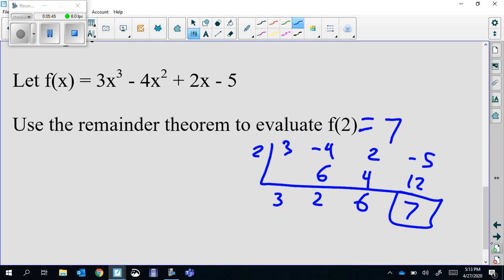So that's it. Remainder theorem's pretty simple. Do synthetic division, and the remainder is the output.